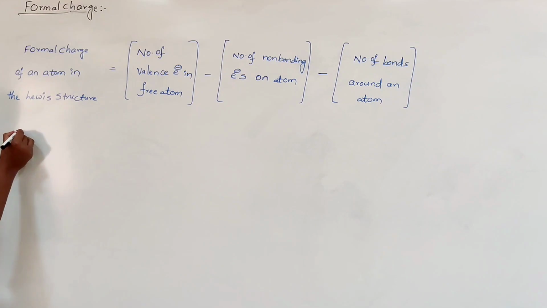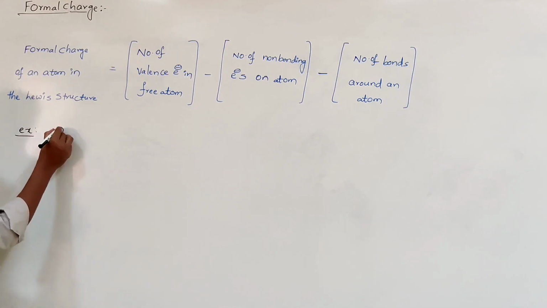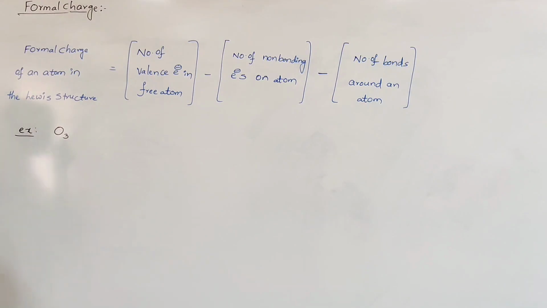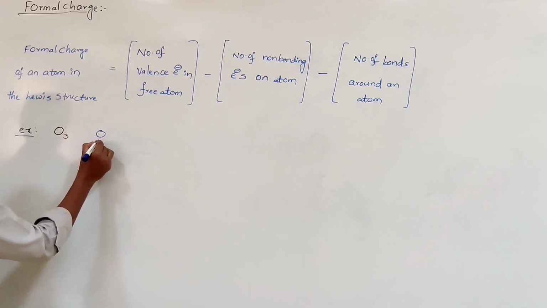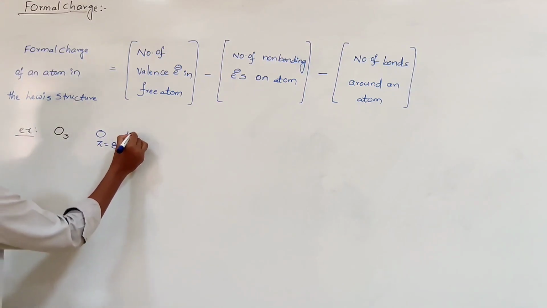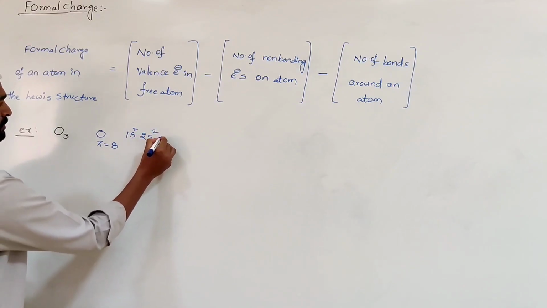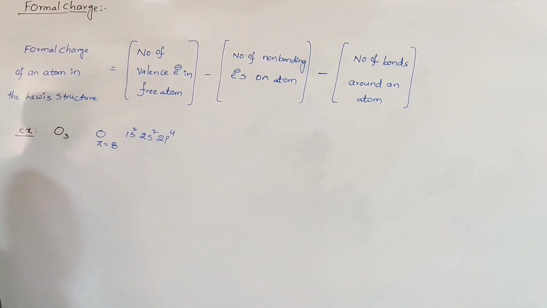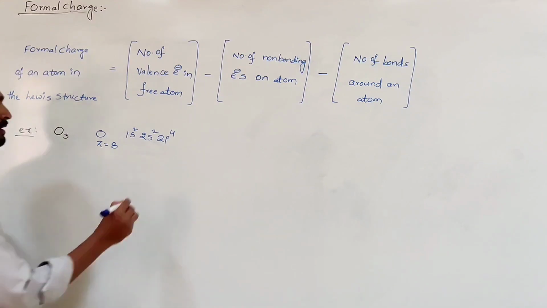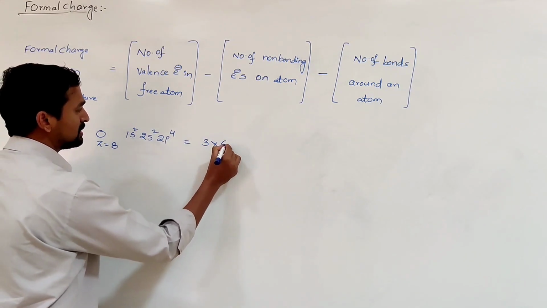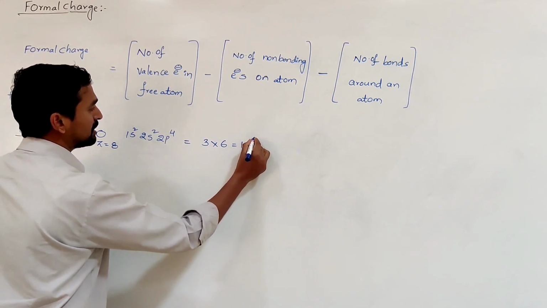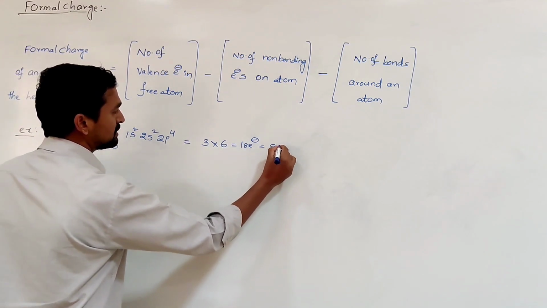So let us take that example, the O3 molecule. This is called the ozone molecule. This ozone molecule is made up of the same type of atoms, that is oxygen. You all know oxygen's atomic number is 8, with configuration 1s2, 2s2, 2p4. 6 valency electrons are there. So totally the 3 atoms are the same, 3 into 6, that is 18 electrons. 18 electrons means 9 pairs.